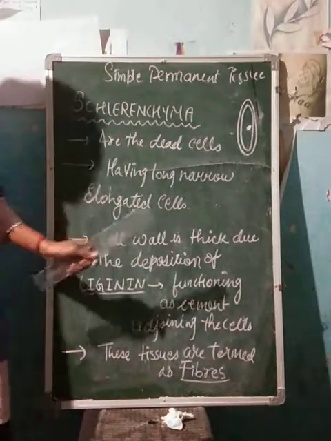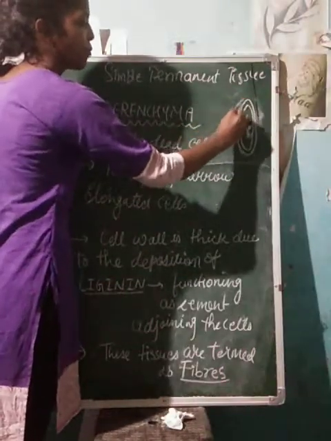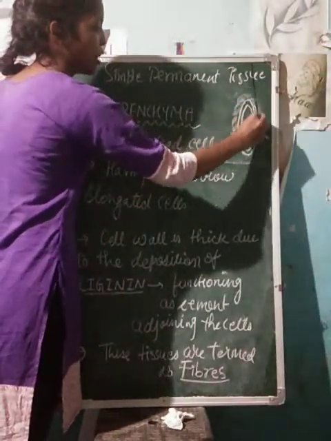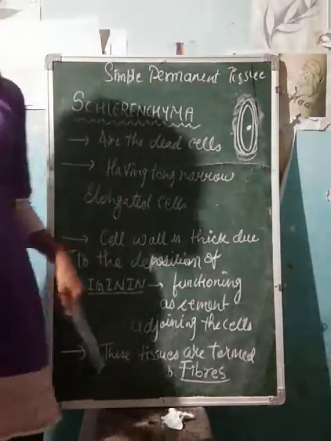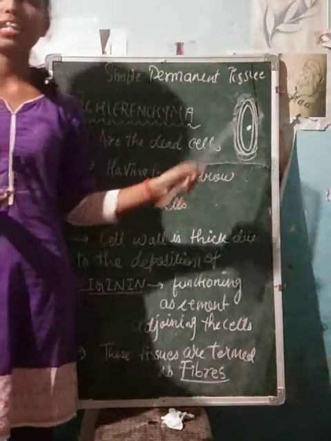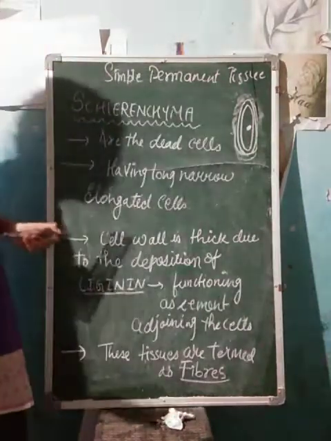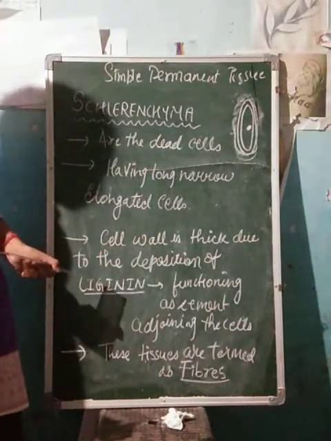Next, the cell wall is thick. Remember, the cell wall is thick due to the deposition of lignin. A chemical substance gets secreted over the cell wall and its name is lignin, and hence it makes the cell wall thick. Okay, so the cell wall is thick due to the deposition of lignin.